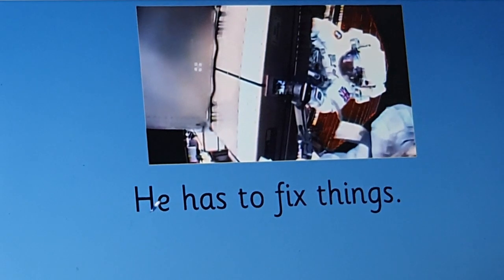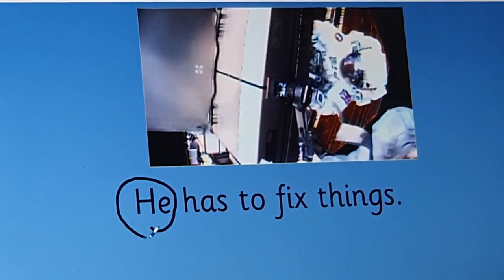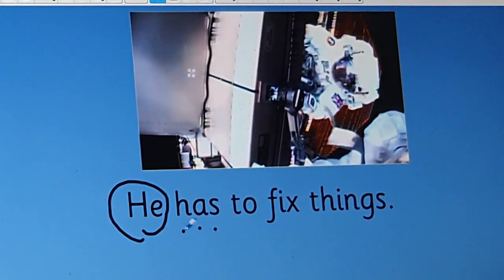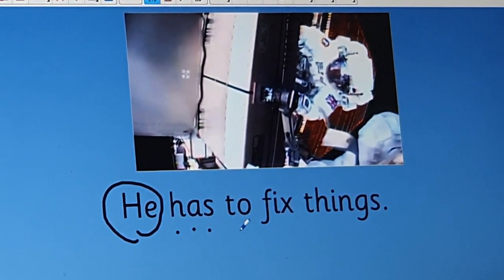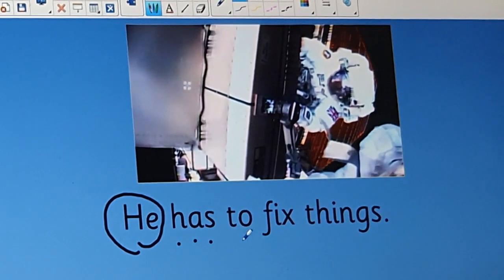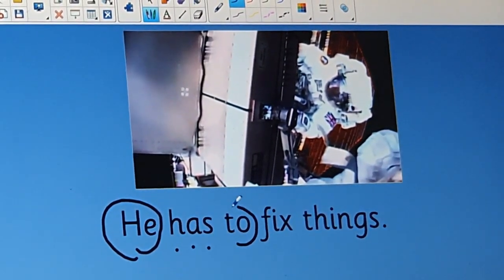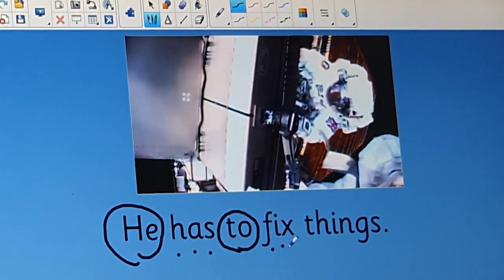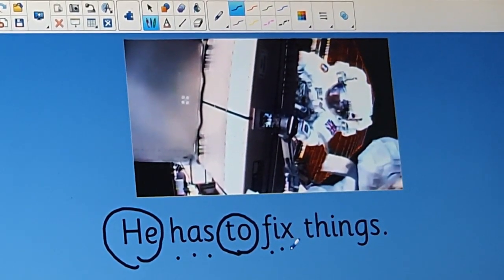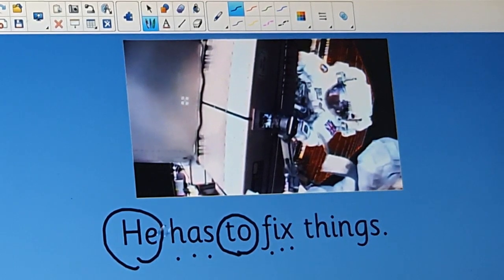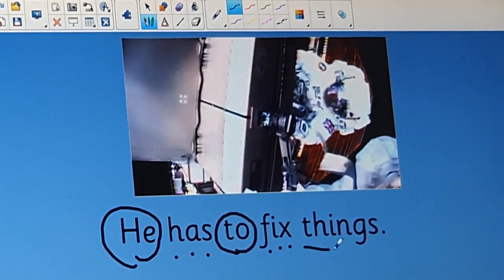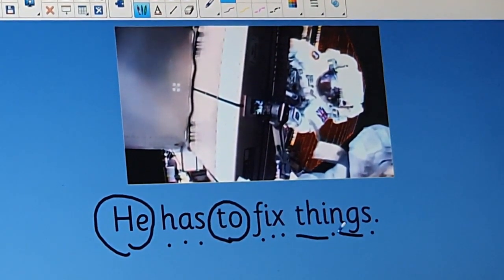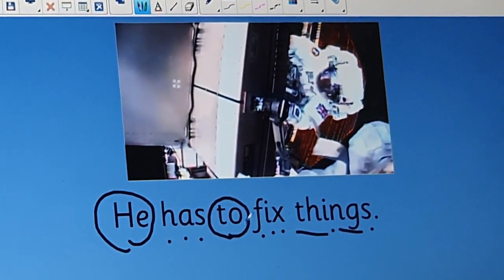Get my pen, ready? He has, oh, what's this word? Do I do the sound buttons or is it a tricky word? You're right, it's a tricky word, so I'm going to circle it, aren't I? Because it's two. He has two fix. He has two fix things. He has to fix things.